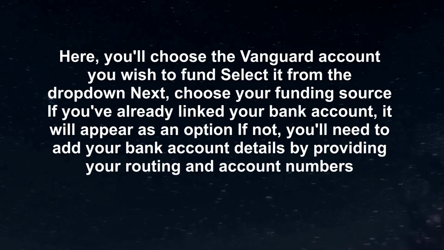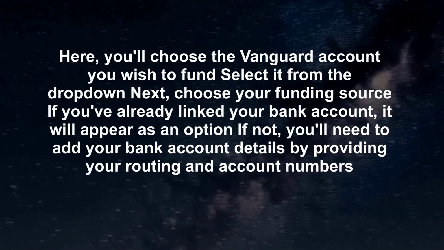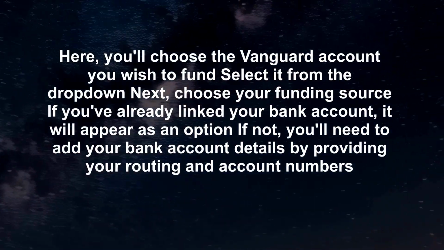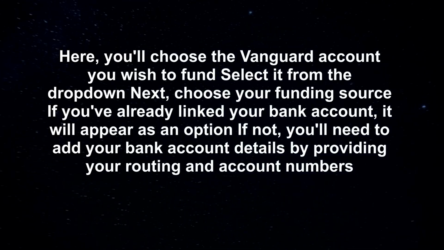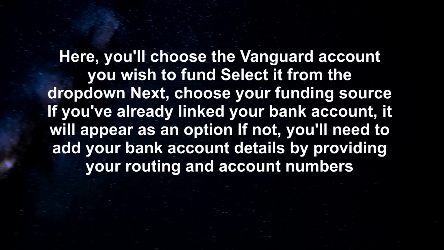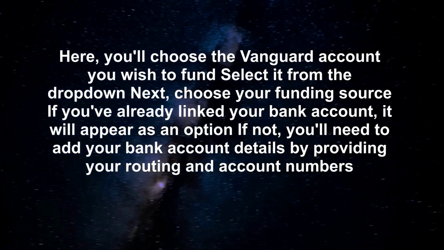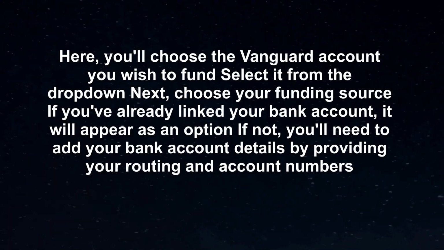Select that. Here, you'll choose the Vanguard account you wish to fund. Select it from the drop-down. Next, choose your funding source. If you've already linked your bank account, it will appear as an option. If not, you'll need to add your bank account details by providing your routing and account numbers.